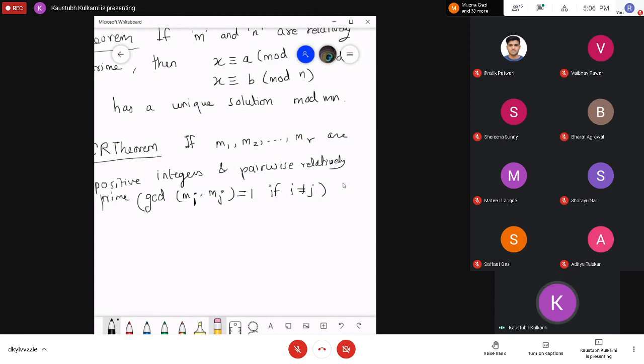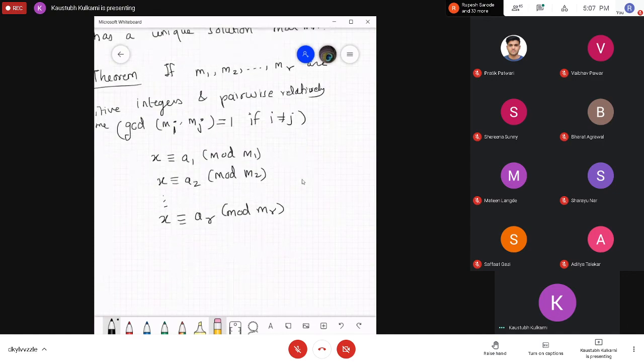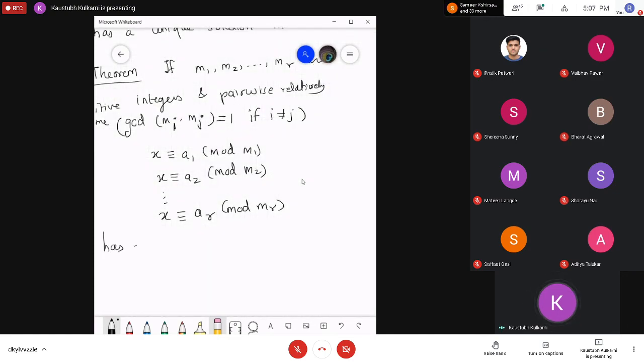Then the entire system of congruences, x is congruent to a1 mod m1, x is congruent to a2 mod m2, up to x is congruent to ar mod mr, has a unique solution mod m1 m2 up to mr. That is the Chinese remainder theorem.